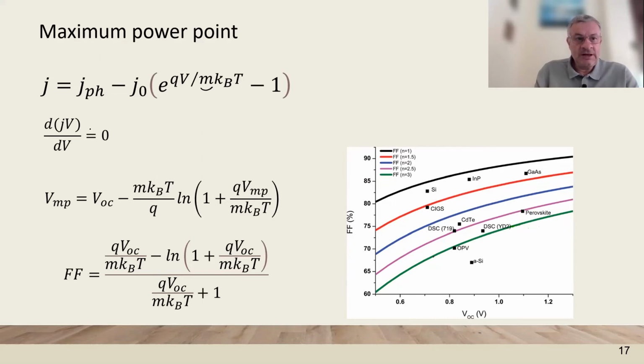we can use the maximization of power and obtain an approximated formula that gives the fill factor only in terms of VOC and the ideality factor m. So the fill factor decreases when the diode ideality factor becomes larger than 1. And here we can see some examples of the factors that affect different photovoltaic technologies.